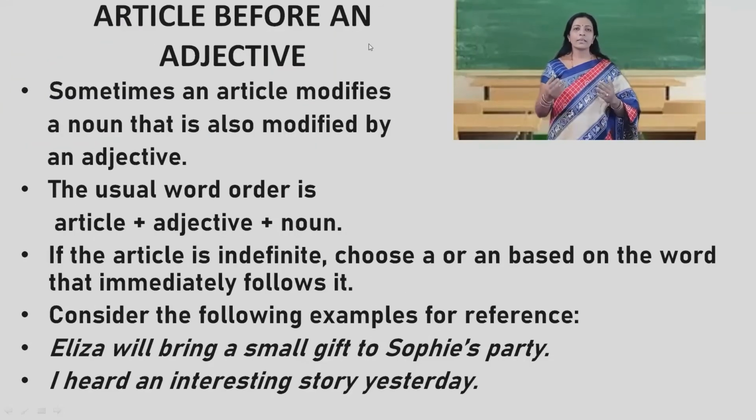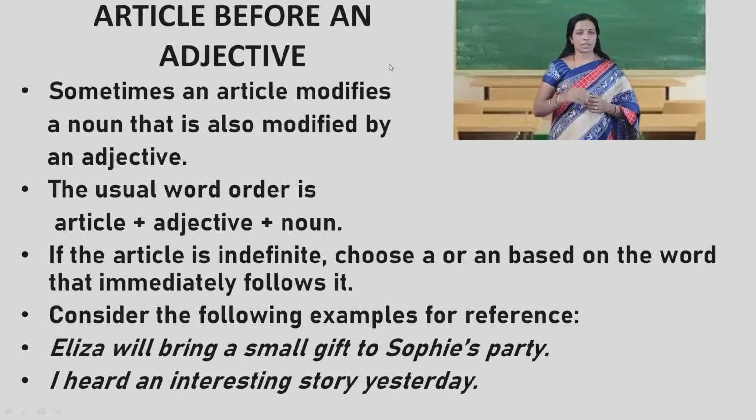Now, another way in which you can use articles is with an adjective. Sometimes an article modifies an adjective which in turn modifies a noun. In that case, the word order will be article plus adjective plus noun. So, as you know, adjectives are those words which describe or give us some more information about the noun. So, a noun will be preceded by an adjective, and then the adjective will be preceded by an article.